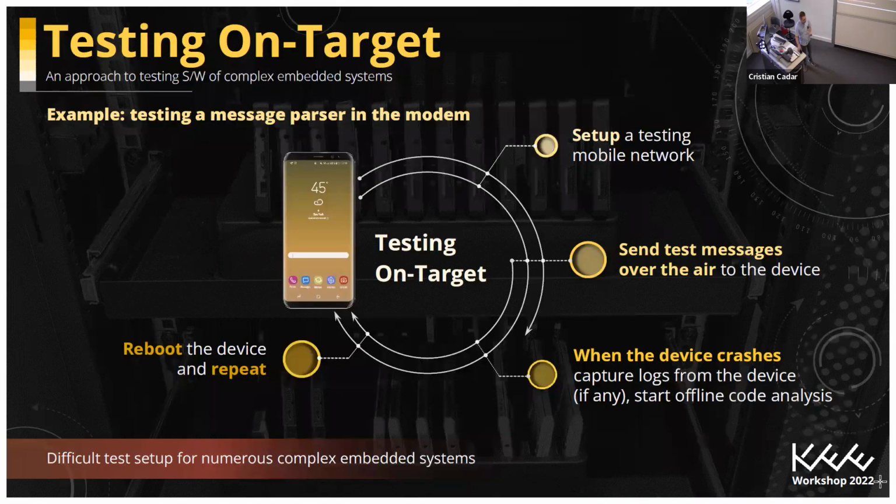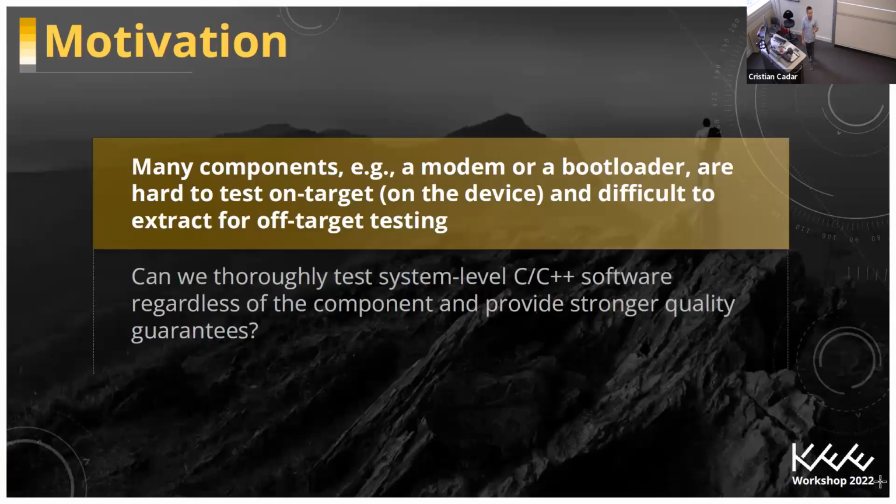So the usual way to test software is on target. That is, you test software on the device that it normally runs on. For example, if you want to test a message parser in the modem, you set up a mobile network, you send messages over the air. When the modem receives those messages, then the parsing code is invoked, and if there's something wrong, it might crash. So you probably collect the logs, you restart the device if it crashes, and then through multiple iterations, you repeat the process. So it's not easy, and it's actually the case for more components, the bootloader being another one.